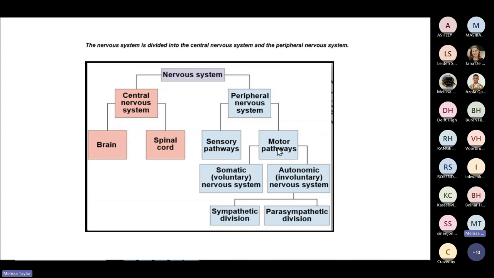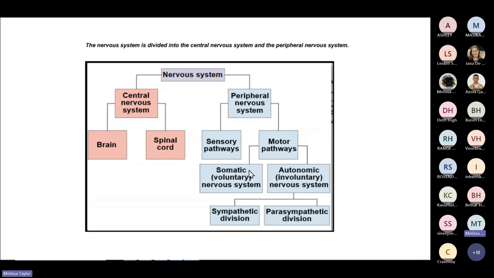And then the motor pathways are the things coming from your central nervous system out via your peripheral nervous system towards your body. Okay. Then this can be divided into two sections again, your somatic nervous system and your autonomic nervous system.